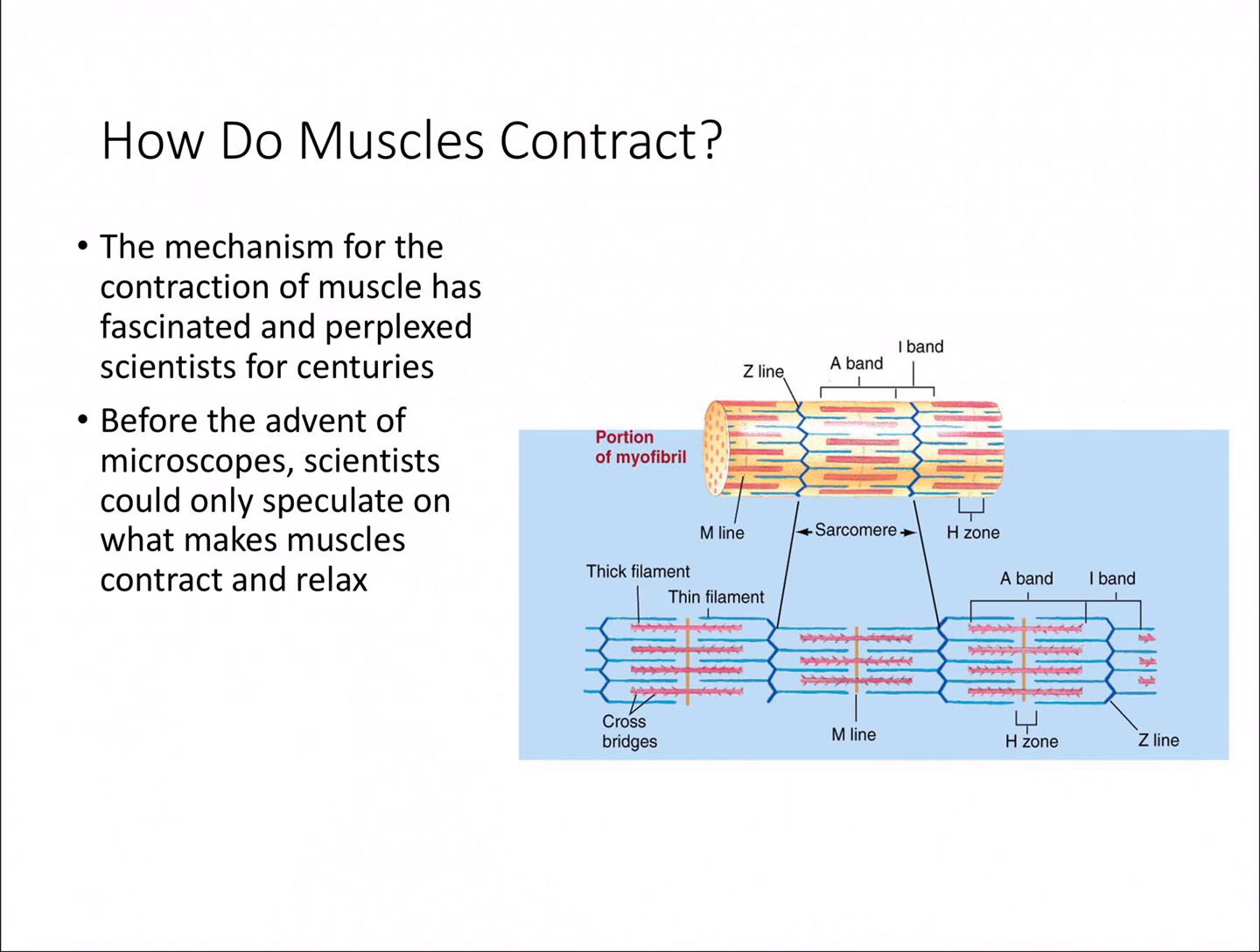All right, so the mechanism for how muscles work is something that's been looked at for a long time, and before microscopes we really didn't know how it worked. But it all comes down to this structure here called the sarcomere, and we're going to break this down in a couple of slides coming up.